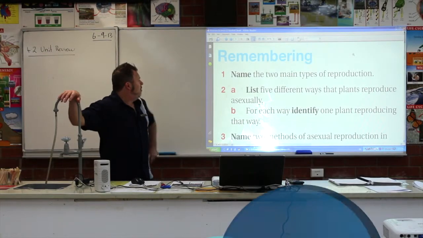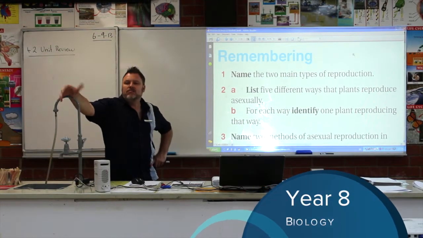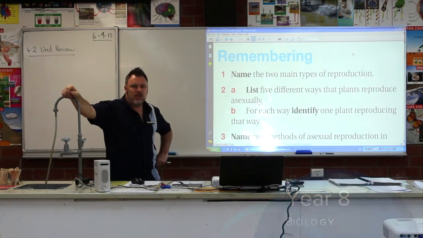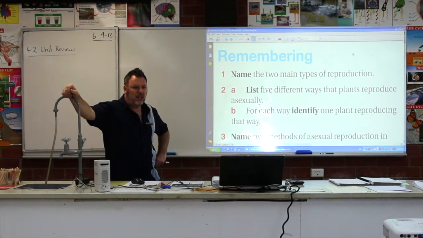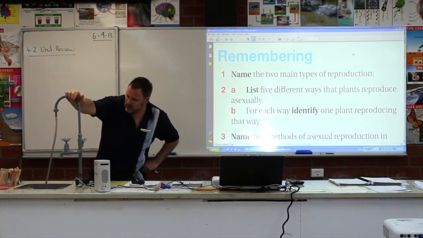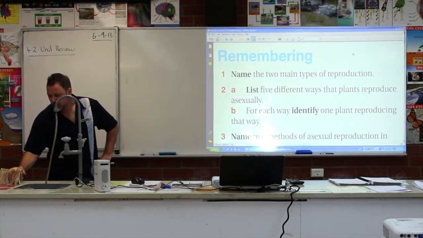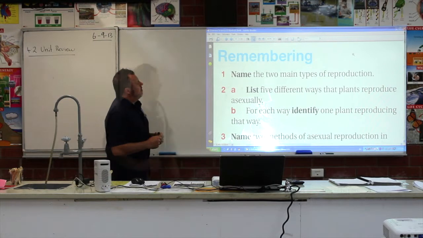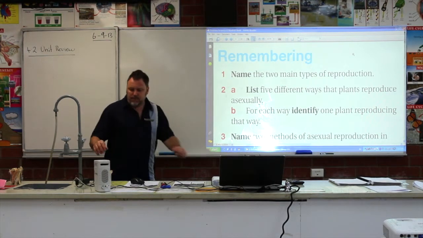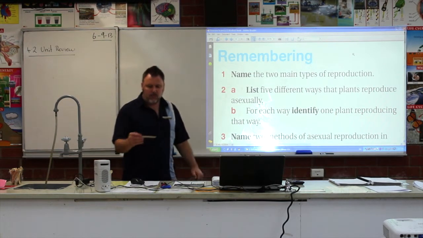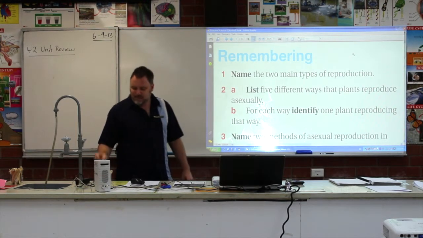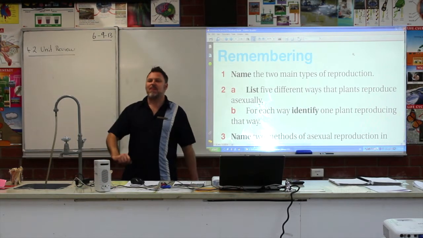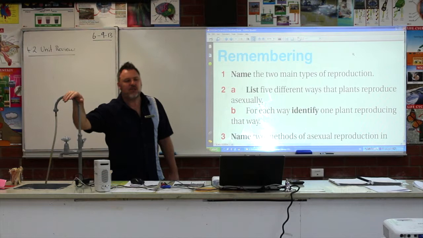So we'll go through the remembering questions and probably some of the understanding questions as well in the 4.2 unit review. I'll use the pop sticks to do that. So have a think about this one. Name the two main types of reproduction. Stephanie. That's it. Sexual and asexual.